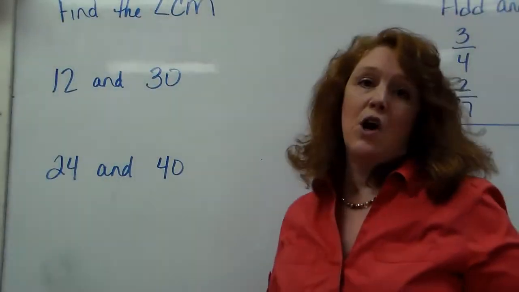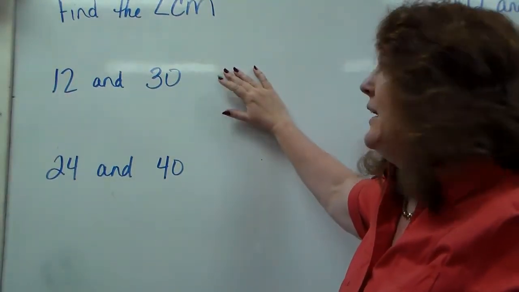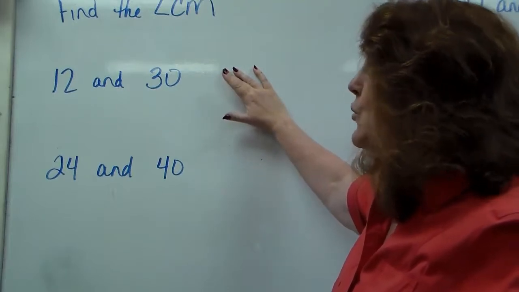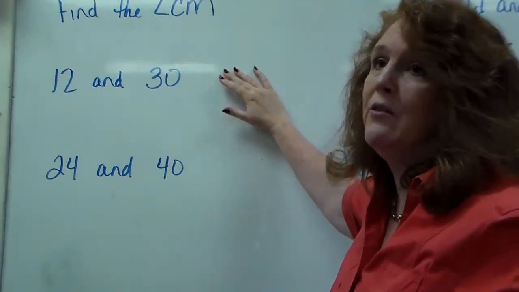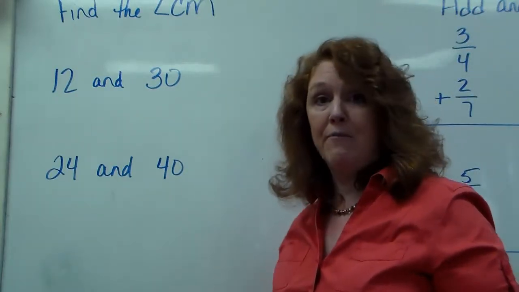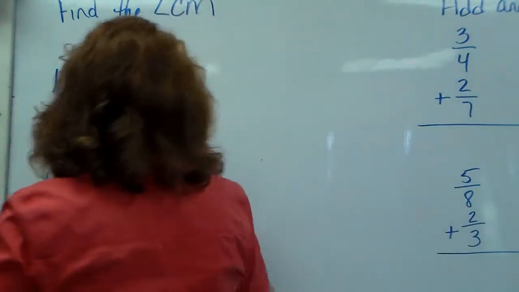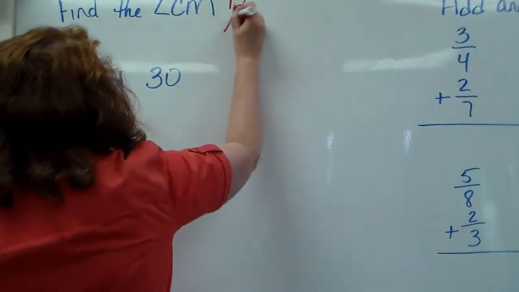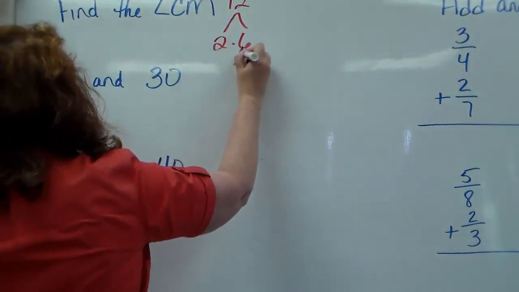When we're finding the least common multiple, if it's not obvious, and I don't know my 30 or my 40 or my 24 times tables, so when it's not obvious, we're going to break it down into its prime factors and stack all the prime factors to find out what they have in common. So we need to start by finding the prime factors of each of these numbers.